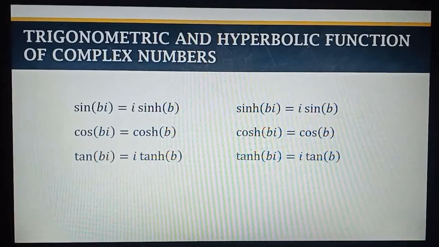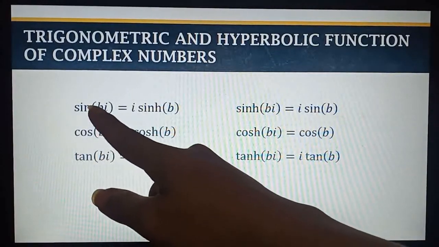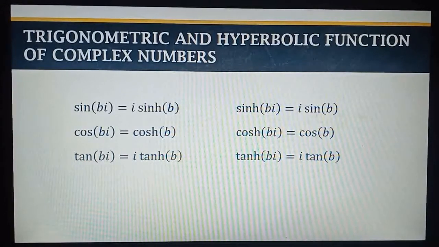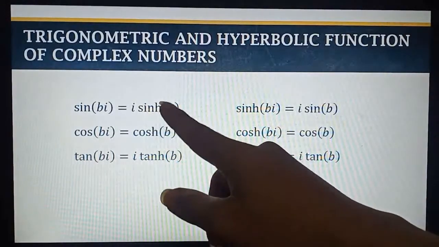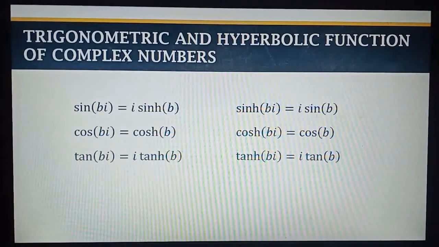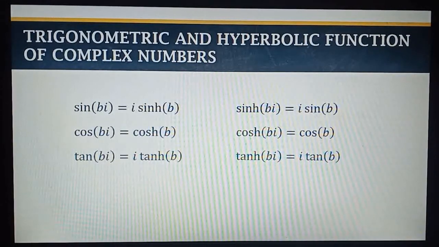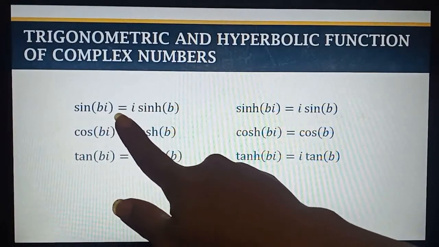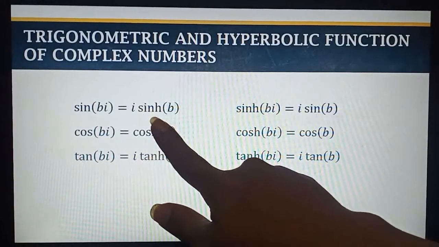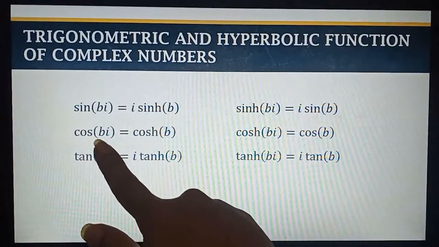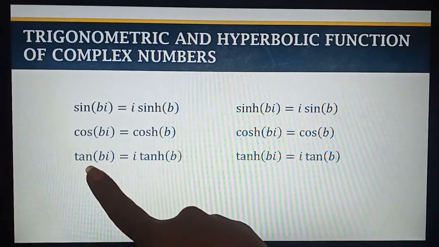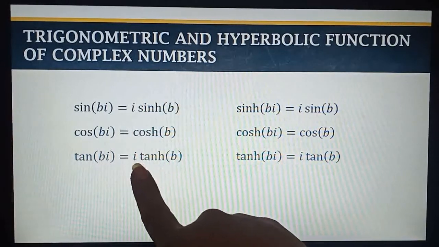So, if you will have the trigonometric of a complex number, it can be sine, cosine, and tangent wherein yung angle mo is complex number, pwede natin siyang palitan ngayon ng equivalent hyperbolic function para mawala yung complex number sa loob ng function or dun sa mismong angle. So let's say if you have sine of bi, that is equivalent to i times the hyperbolic sine of b. Then if you have cosine of bi, that is equivalent to hyperbolic cosine of b. Then kapag tangent of bi, that is equivalent to i times hyperbolic tangent of b.